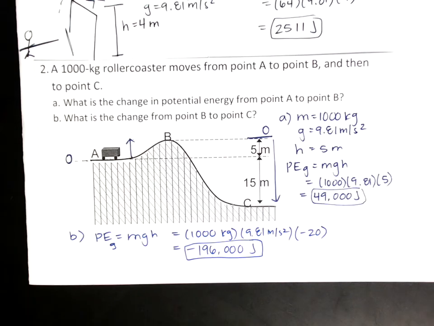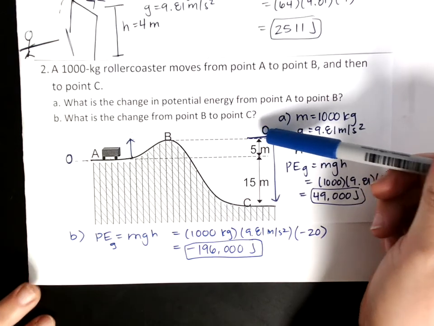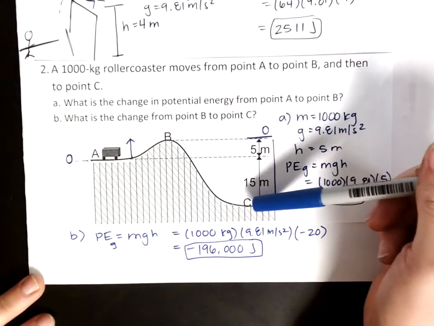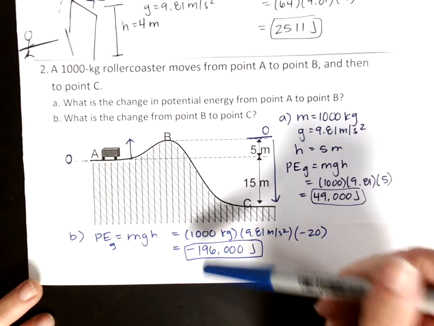It depends on your reference point. Since our reference point is up here, that's our 0 point, we are going further below than where we started. So it has a negative potential energy.